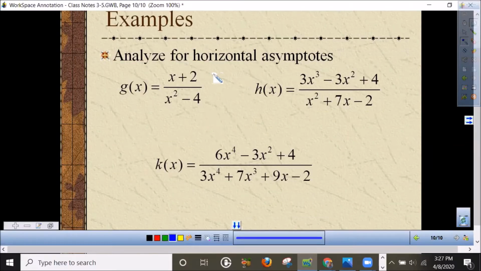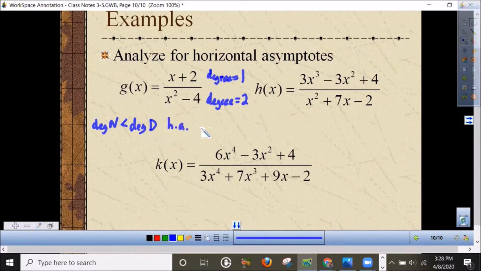If we look at little g of x, the degree of the numerator equals 1. That's the highest power of x that we see. If we look at the degree of the denominator, the degree is 2. That's the highest power of x that we see. Since the degree of the numerator is less than the degree of the denominator, we will have a horizontal asymptote, and the horizontal asymptote is the line y equals 0, the x-axis.